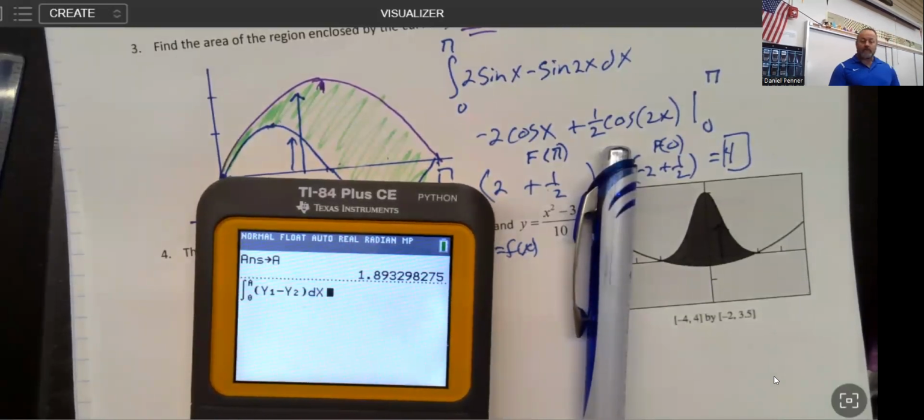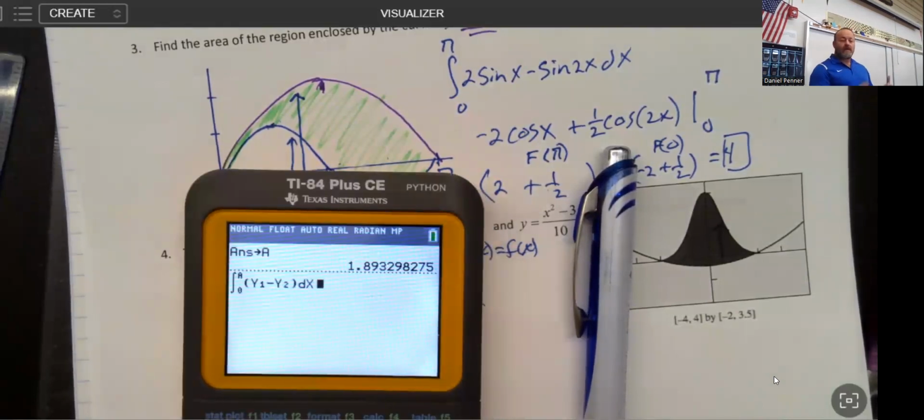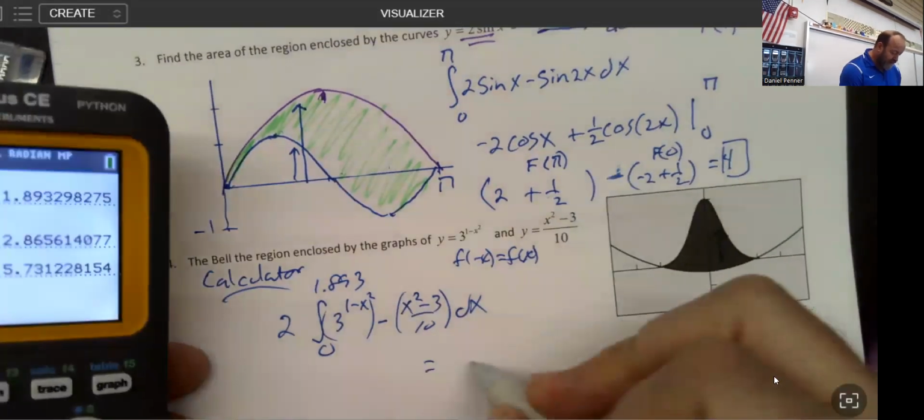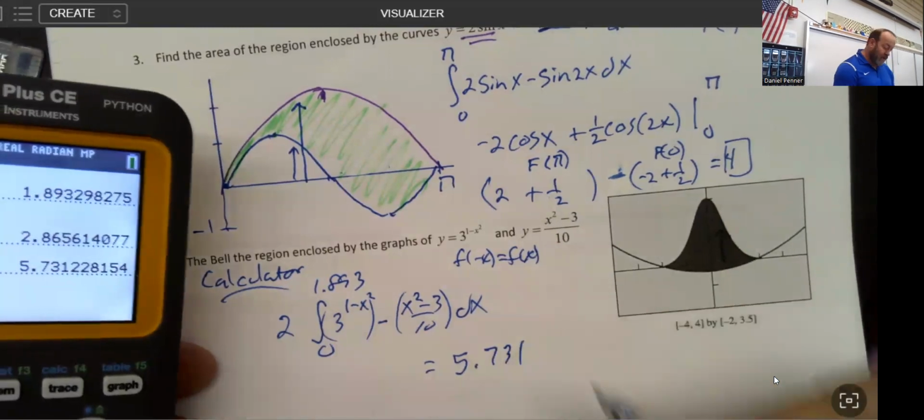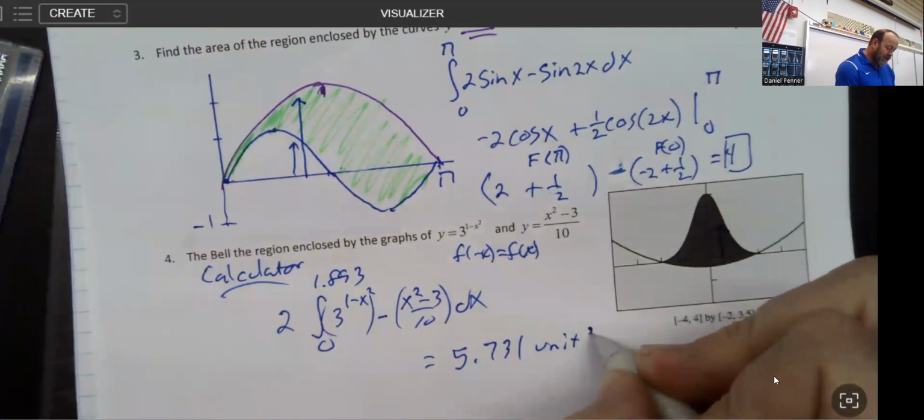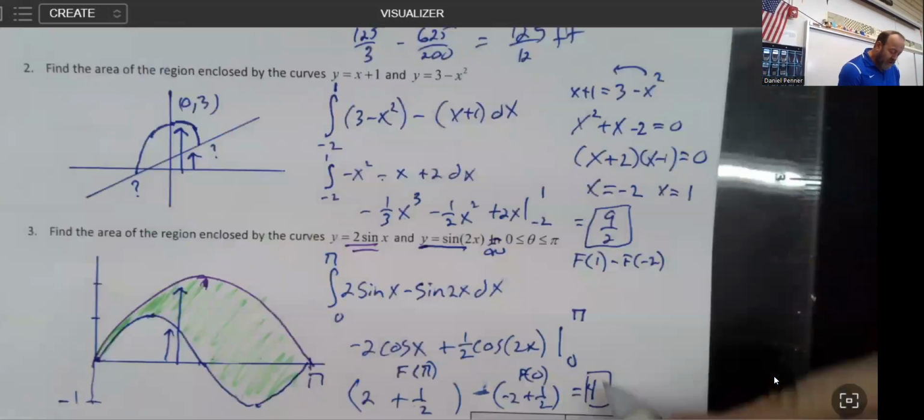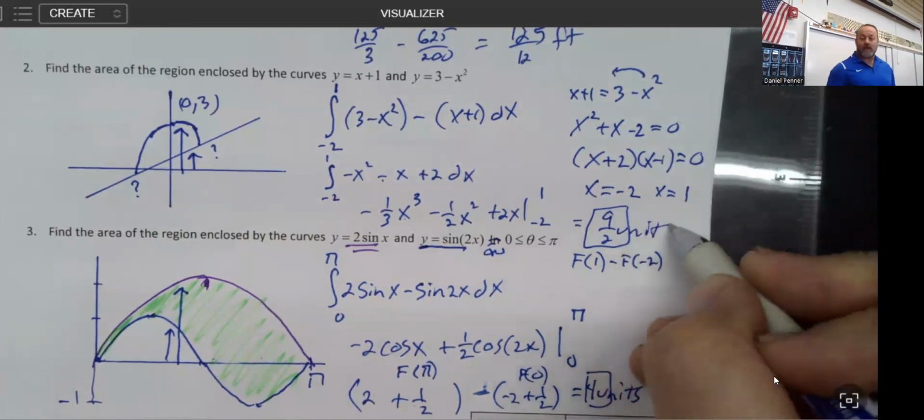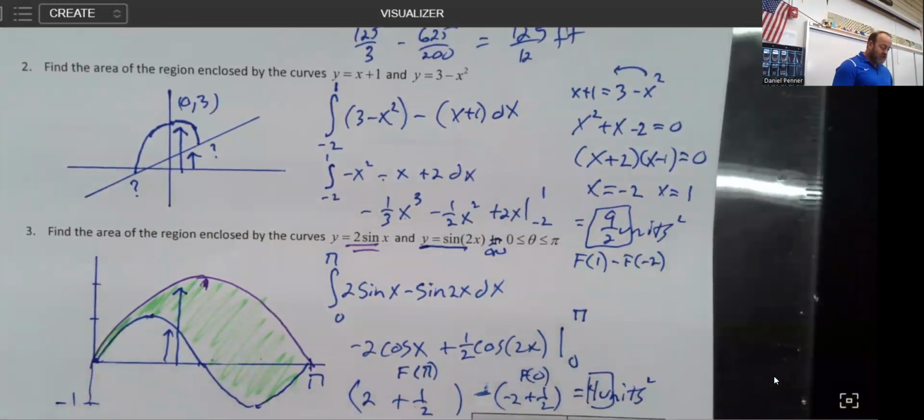Now I don't really have to work very hard, because my calculator knows what y1 is, y2 is, and what A is. And of course, the only thing I haven't done is multiply that answer by 2, which I could have put in earlier. So I got a cumulative answer of 5.731 square units. And again, this should be units squared as well, right? All of these that are area between curves should be units squared.